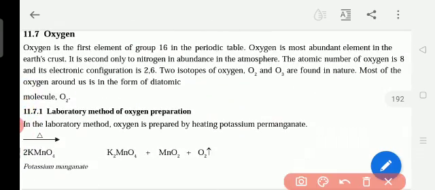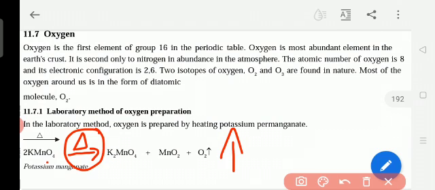Laboratory method of oxygen preparation. To prepare oxygen, what do they use? KMnO4, which means potassium permanganate. Here the equations are not clear, follow the textbook. 2KMnO4, the triangle symbol shows heating. When we heat the potassium permanganate, oxygen gas is released, and what other products are formed? Potassium manganate and manganese oxide.